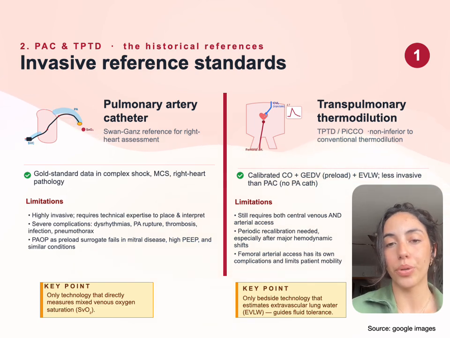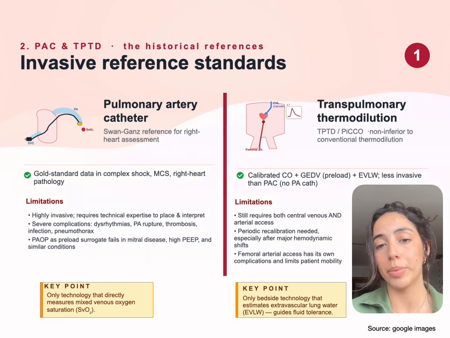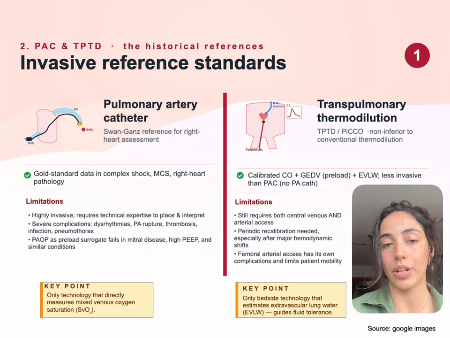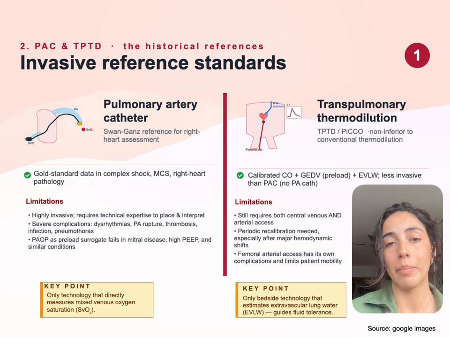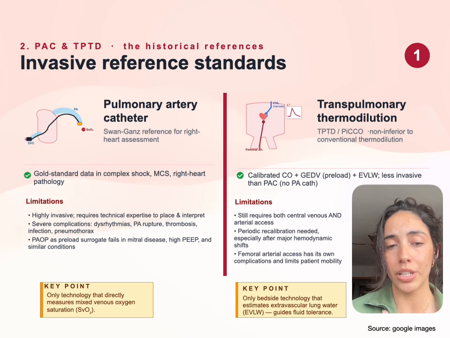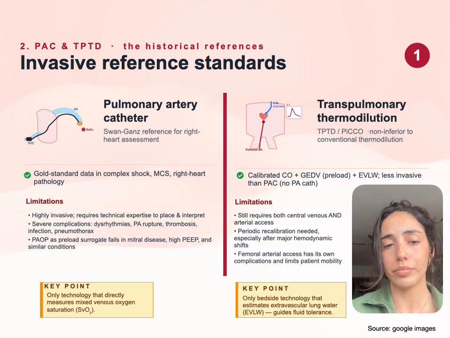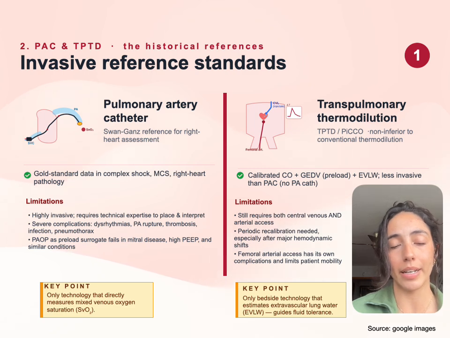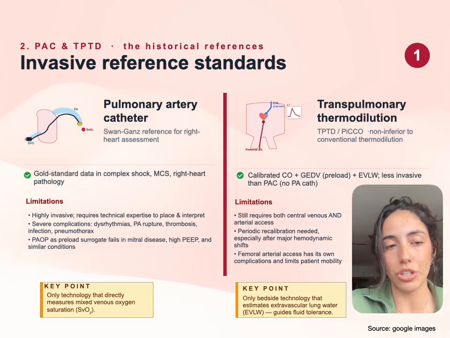Obviously, these both are very invasive. They require central access, and transpulmonary thermodilution requires both central and arterial access. It's also going to require recalibration, and obviously it's going to limit patient mobility, and it's going to have different impacts regarding the invasiveness of the procedure.